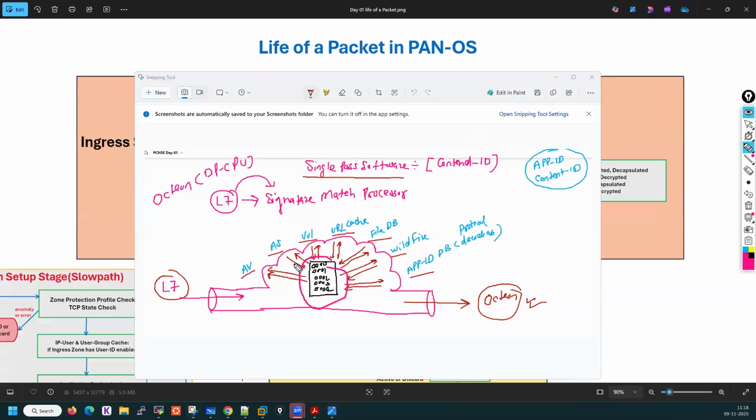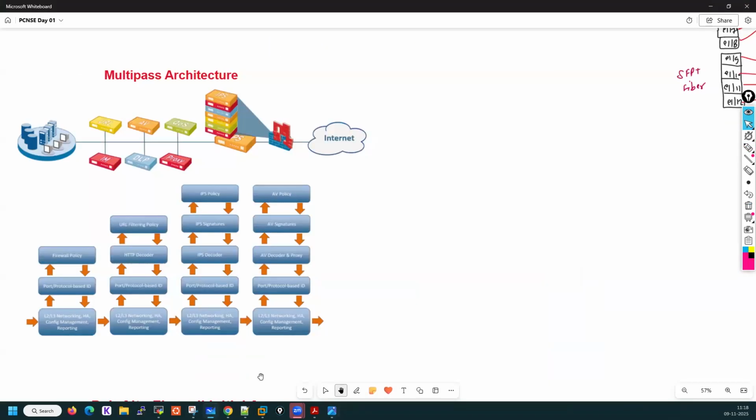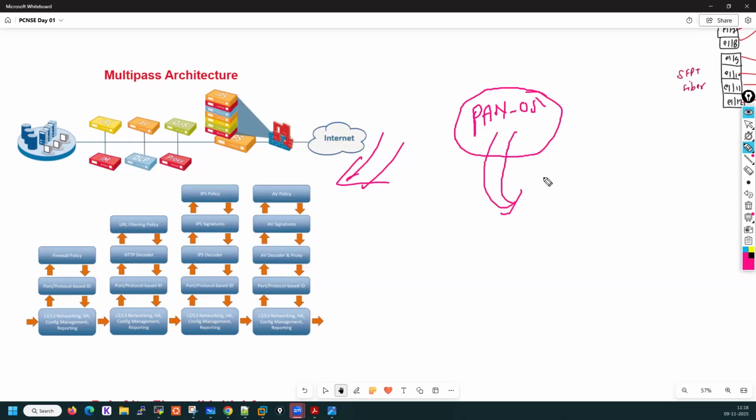Now you can ask why Palo Alto is able to do this, and why other vendors are not able to do this. So guys, it depends on PAN-OS. PAN-OS, the Palo Alto operating system, is designed and programmed in such a way that it supports this type of architecture.